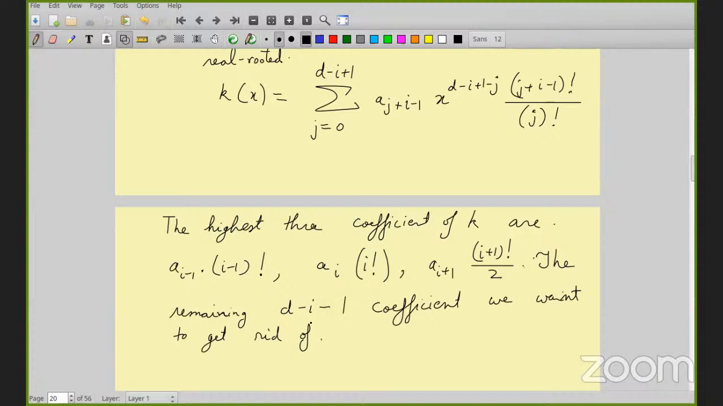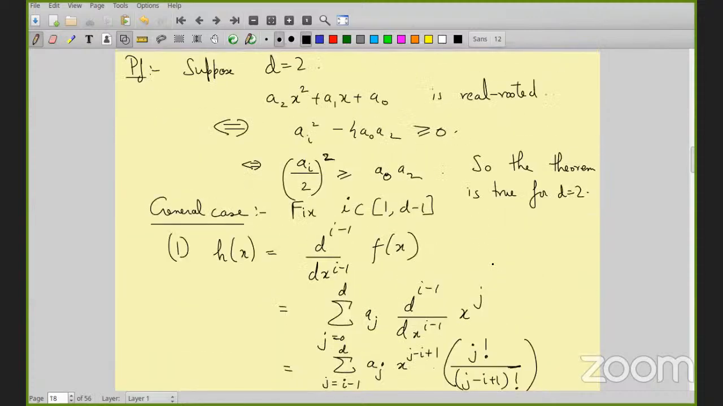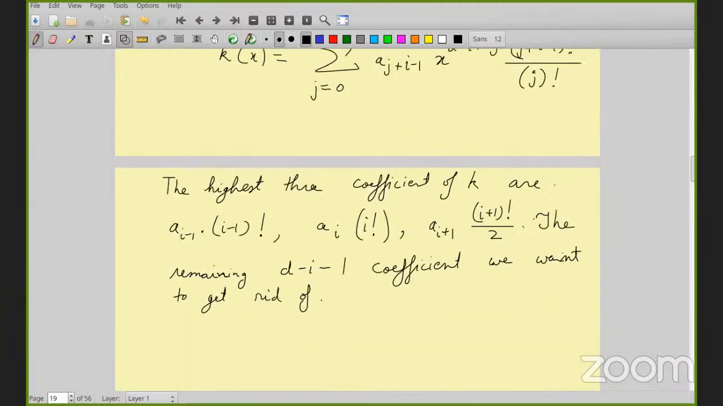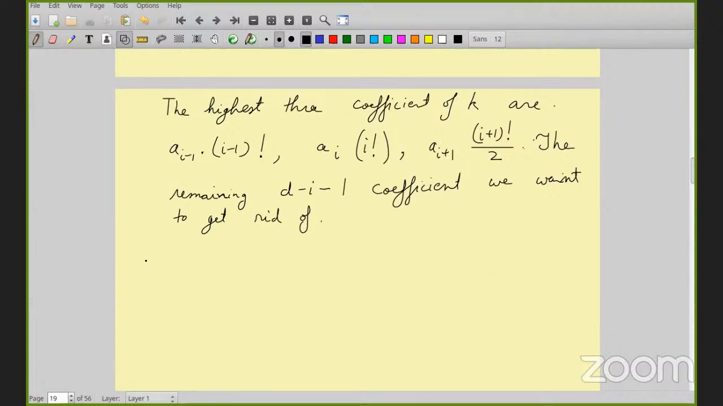So the degree of this thing is exactly d minus i minus one. So you differentiate d minus i minus one times, that will get rid of everything else except for this. And now you'll be left with a quadratic polynomial, which is real rooted. And because the quadratic polynomial is real rooted, you will just apply the result from quadratics to see the fact that the discriminant is non-zero, and you will get exactly this statement.